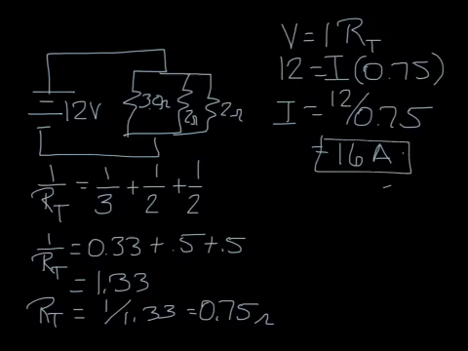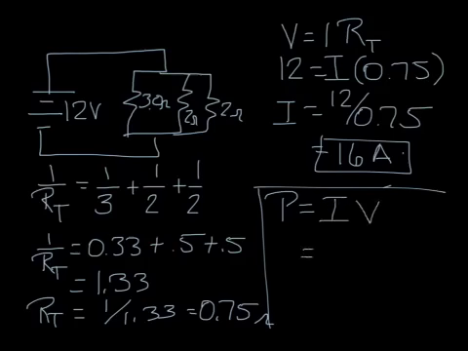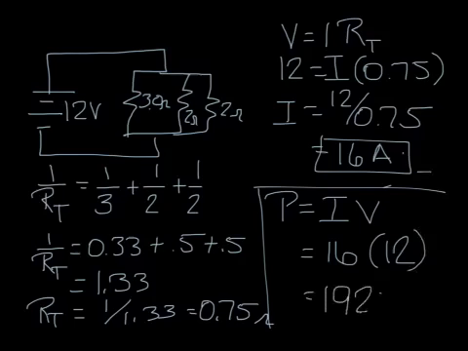So we now know our current, so we can find power. Power is equal to current times voltage. So that's 16 times 12, which is 192 watts. So that's how you find power for a parallel circuit and a series circuit.